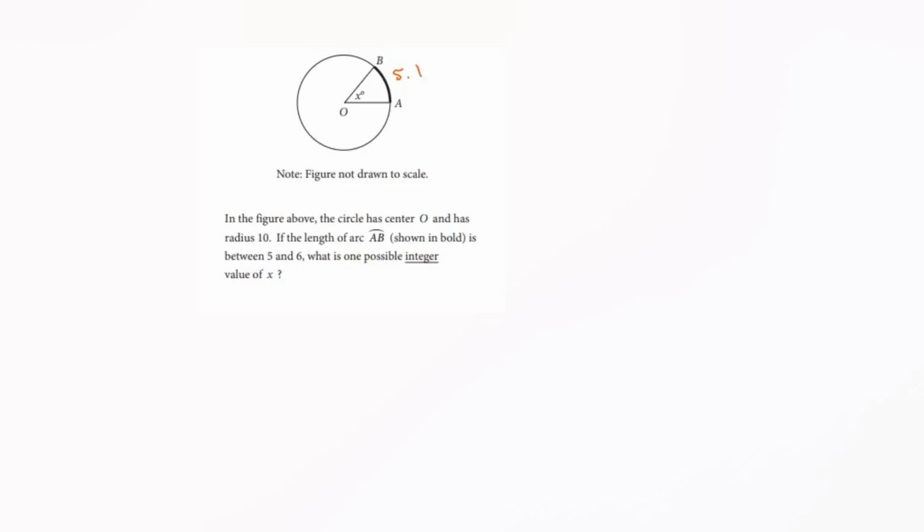Now, if I know that the radius is 10, I can find the circumference of the circle, right? So I know my circumference is equal to 2 pi r. So my circumference is going to be equal to 2 times pi times 10, all right? So in this case, my circumference is basically going to be equal to 62.83.